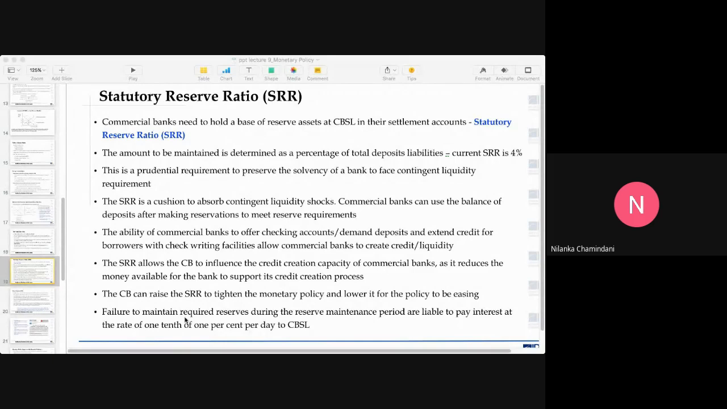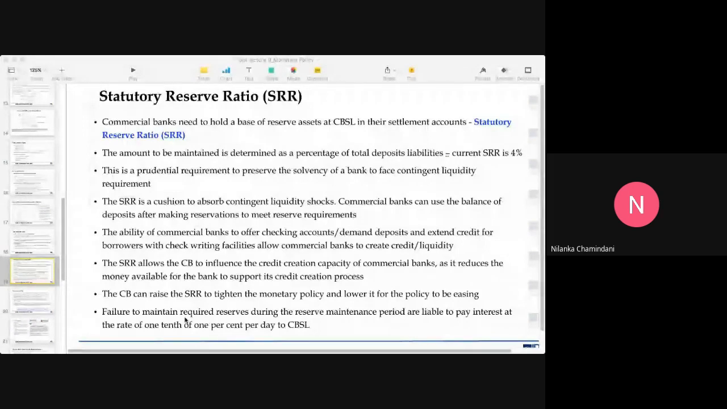Commercial banks can use the balance of deposits after making reservations to meet the reserve requirement. After commercial banks keep the reserves in the central bank, they can use the balance of their deposits. But you have to remember that the commercial bank has the special ability to create credit upon these balances. Only the commercial banks have the privilege to offer checking accounts, the current accounts, that is the demand deposits, and extend credit to borrowers with check-writing facilities.